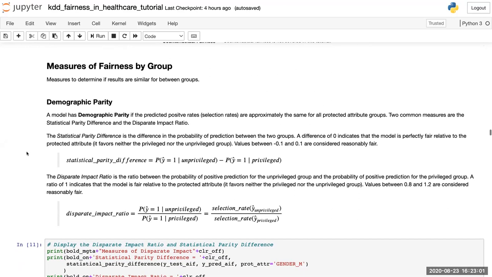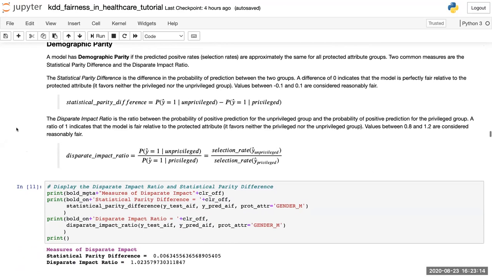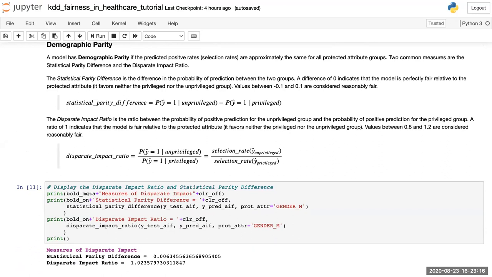All right, so starting with the group measures. We'll first look at measures of demographic parity. As we saw before, demographic parity is where selection rates are approximately the same for all protected groups. We can measure this either with the difference or with the ratio between the rates of the two groups.